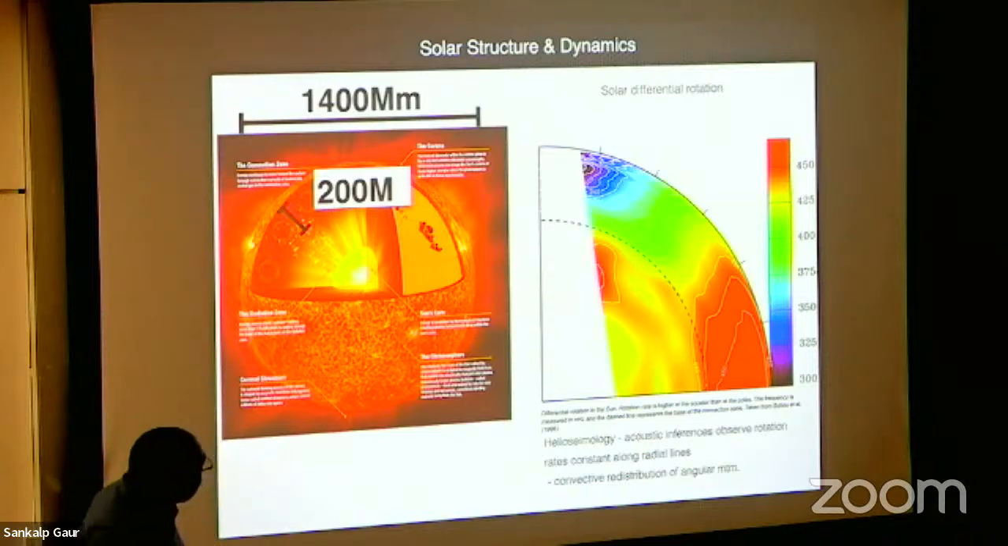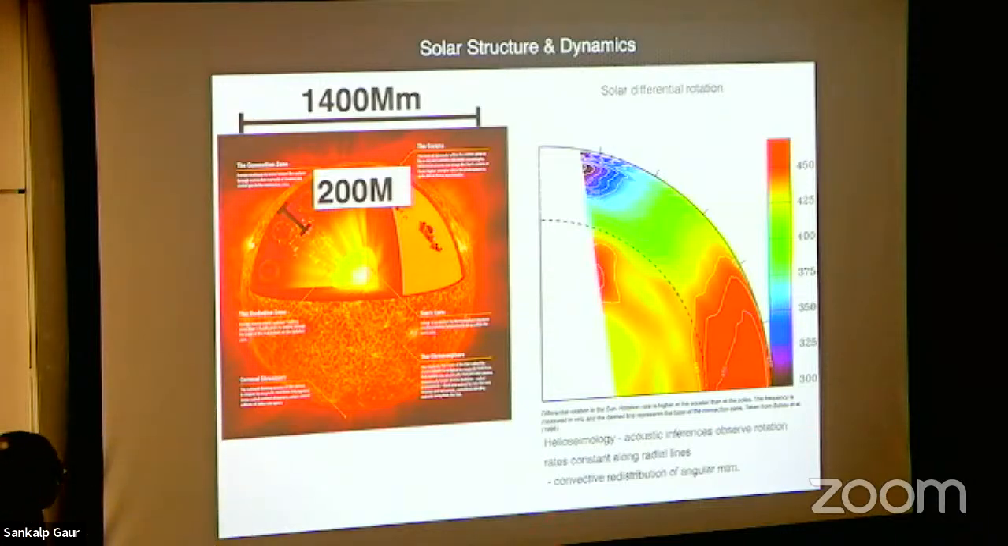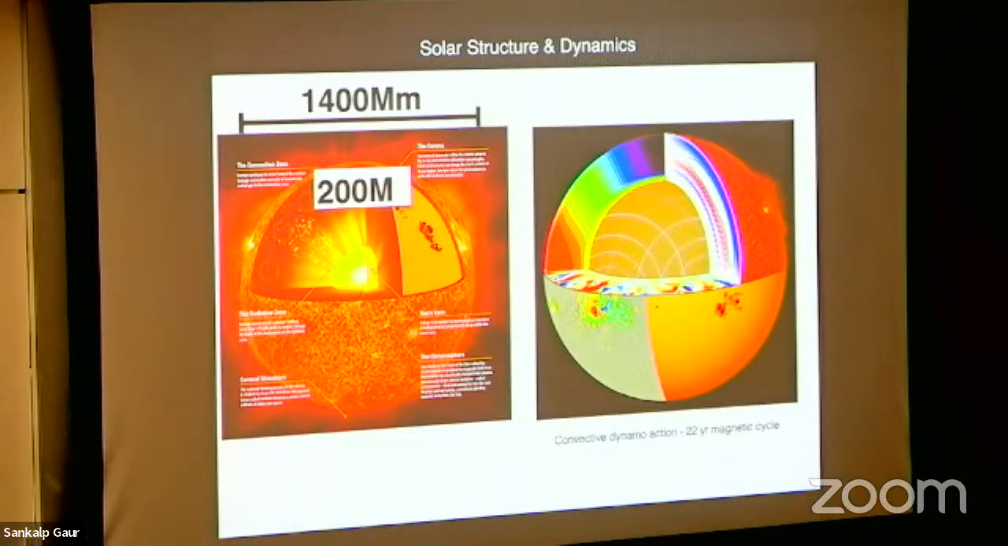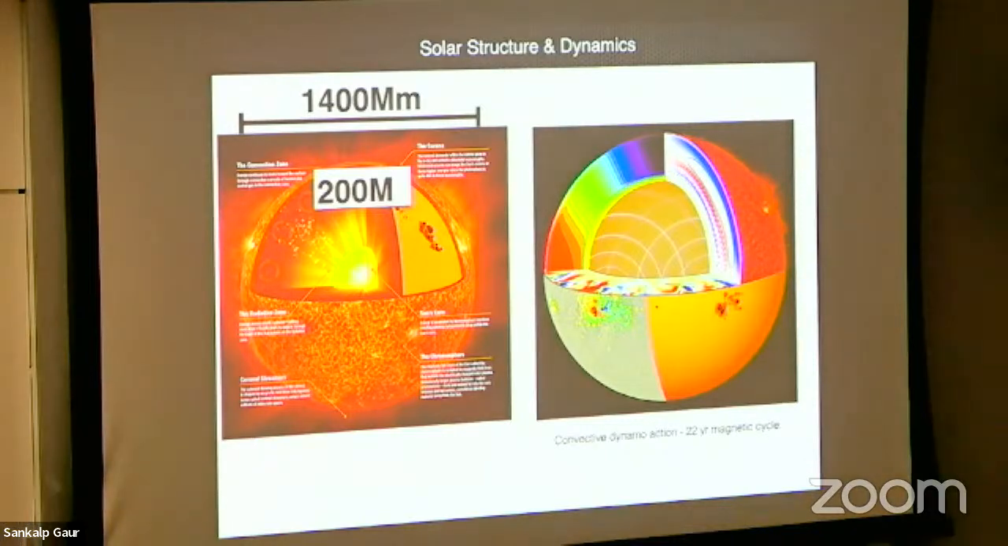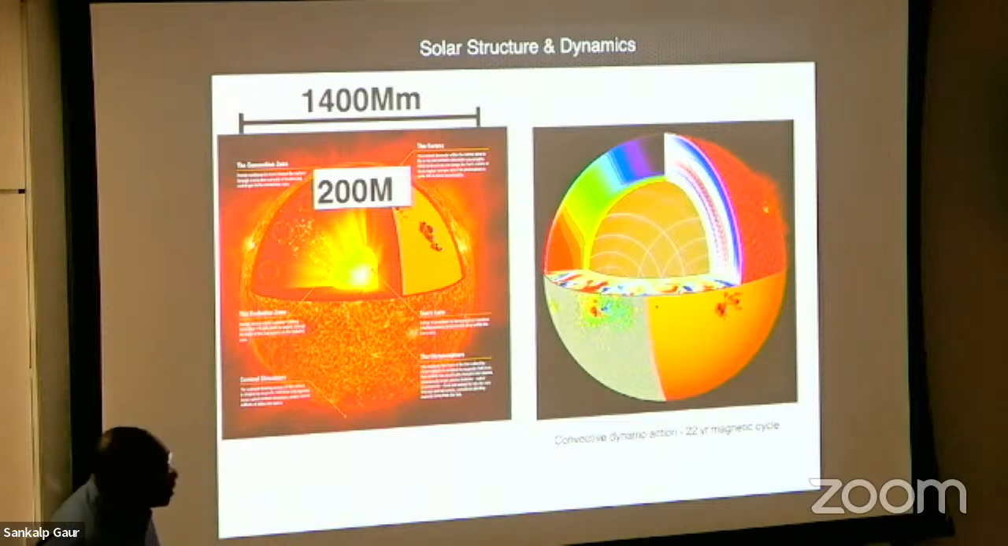As a consequence of convection in the outer third, we have an angular momentum transport and redistribution by convection that gives this kind of radial line structure. And we know the interior of the sun is an electrically conducting plasma, so through convection and rotation, it manages to generate a magnetic field.